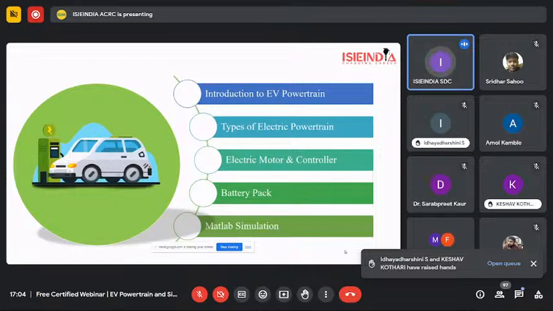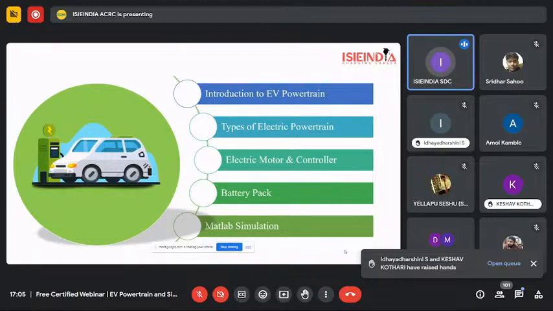the motor selection. And after that, we'll be talking about the battery pack. We'll be understanding how the different factors, or the different terminologies, are used to develop the battery pack of the electric vehicles.